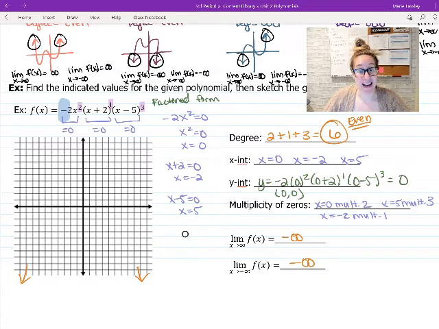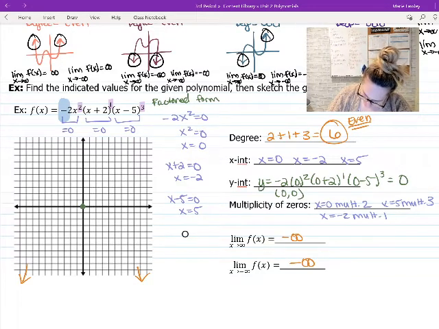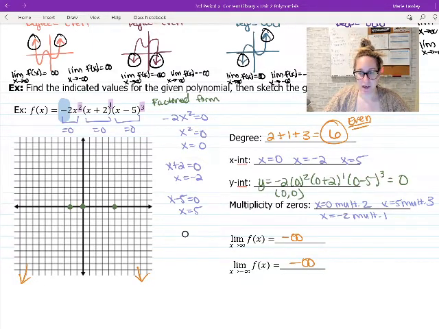Now I'm going to head to my graph and I'm going to graph all of these pieces. The first thing I'm going to do is plot my x-intercepts. So I have 0, negative 2, and 5. 1, 2, 3, 4, 5. I have a y-intercept of 0, 0, so that's already plotted. And I know what direction my ends are going to be pointing. The next thing I need to do is take into account the different multiplicities.